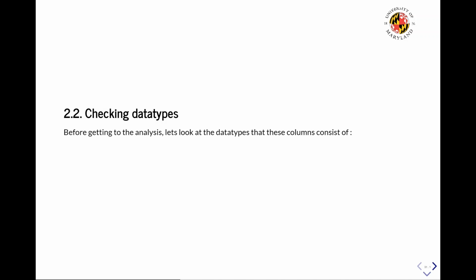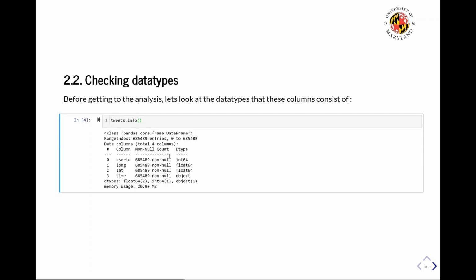Now, before beginning the analysis, it is necessary to check the type and form in which it is currently stored, as we don't want to run into any surprises later. So let's check the tweets data frame. The info method is the way to check the data types in Python. So as we can see, the user ID is an integer, the coordinates are in float format, and the time is a string object.